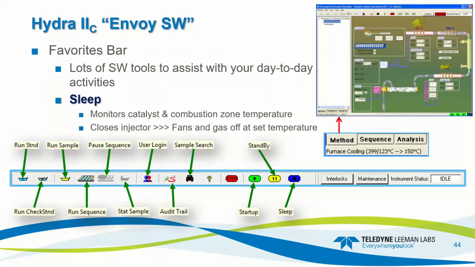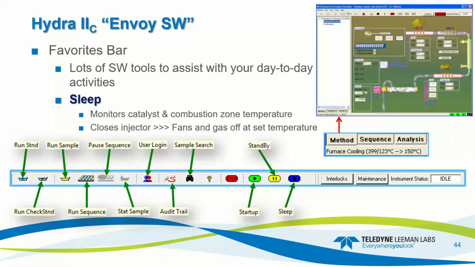And also at the top of the screen, you have your favorites bar. So this is where we put all your day-to-day activities, your most used icons. So you have your run standard, run check standard, run sample, sequence, username, all those types of things. We also have different buttons that control your instrument status. So you have the stop button, the startup button, standby, and then sleep.